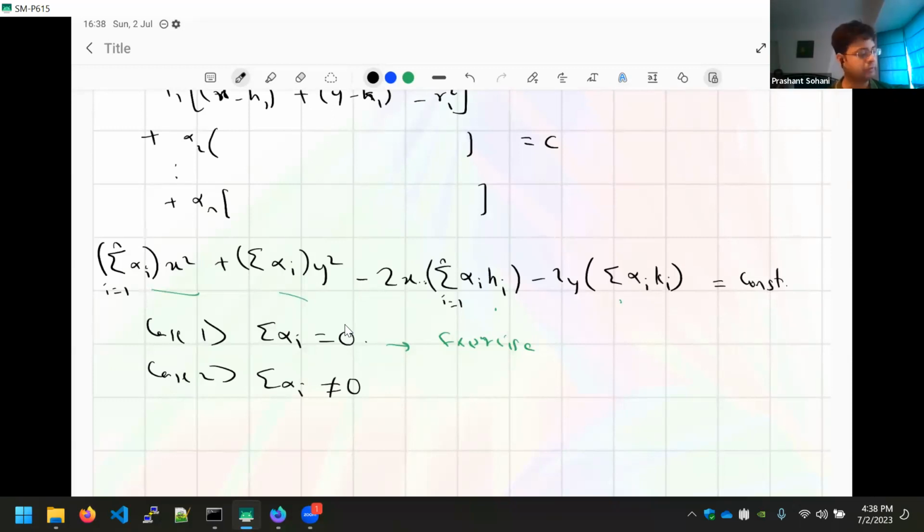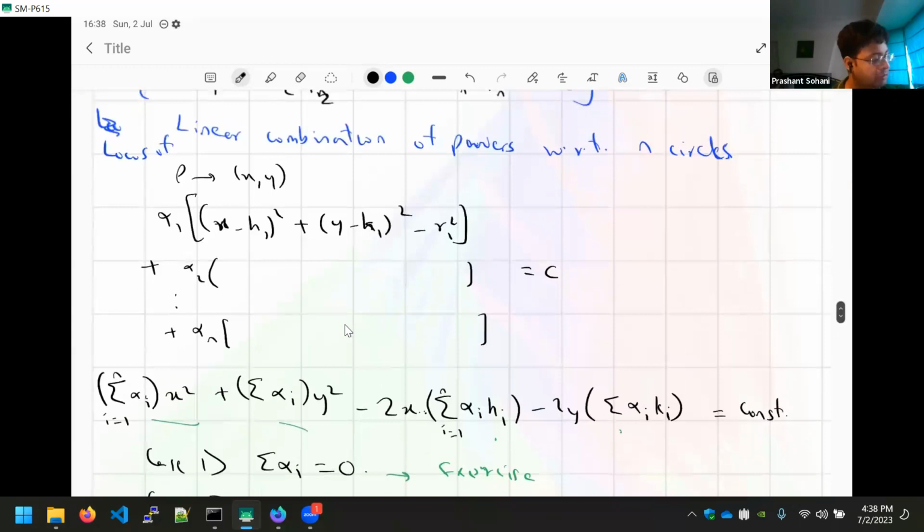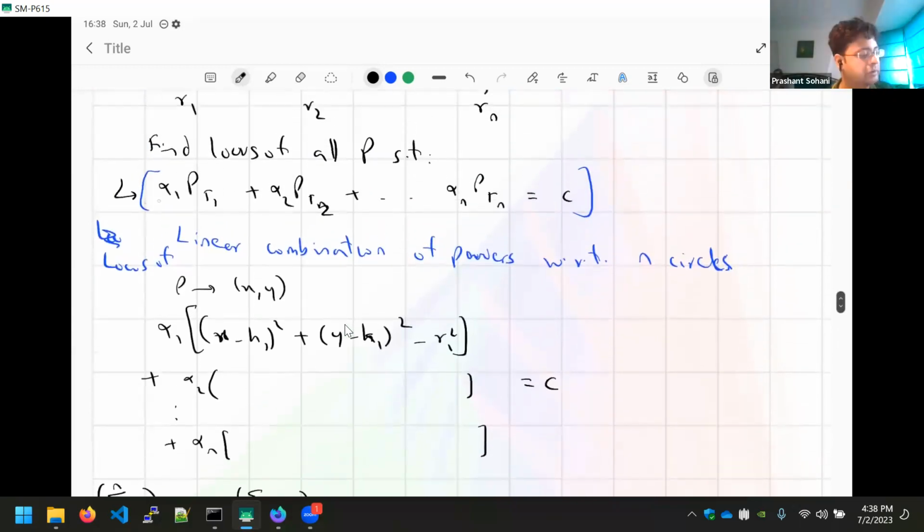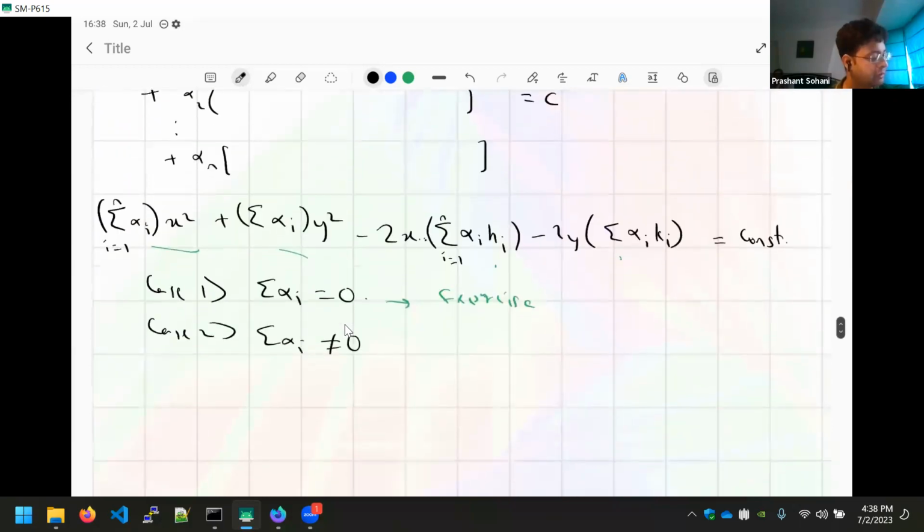One more thing we can do in this case, suppose sigma alpha is non-zero, we can simply divide our whole equation by sigma alpha I. Okay, so if I go back to my original equation, alpha 1 p gamma 1 plus alpha 2 p gamma 2, etc. So what if I consider a new equation where I've just divided both LHS and RHS by the sigma?